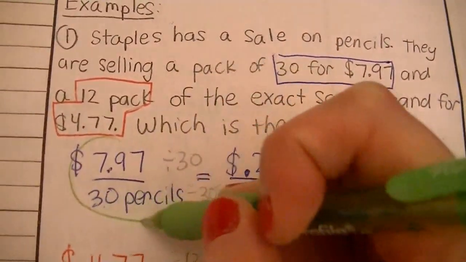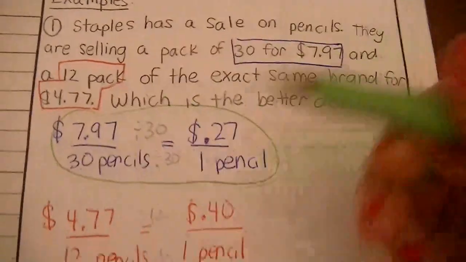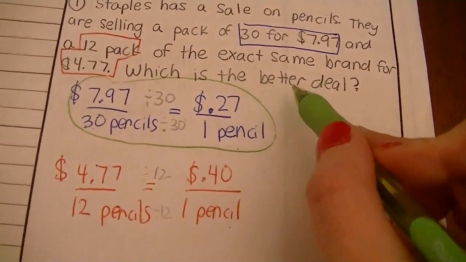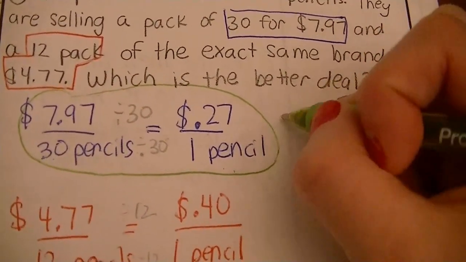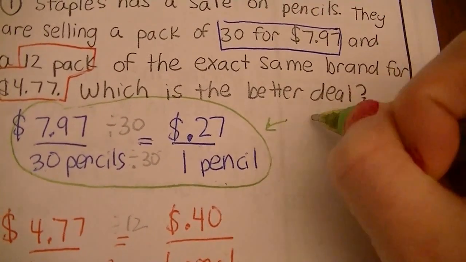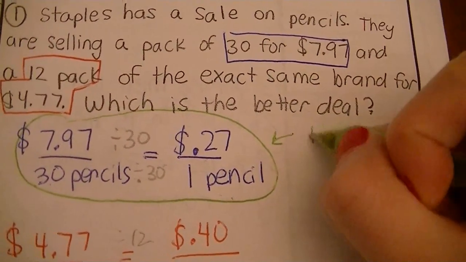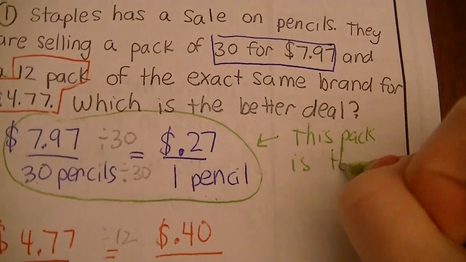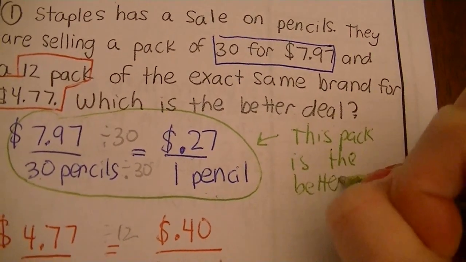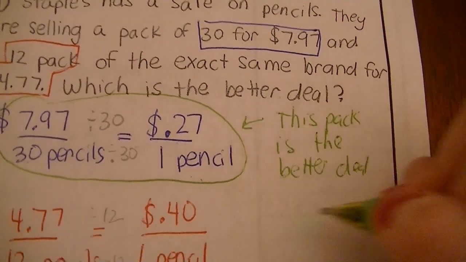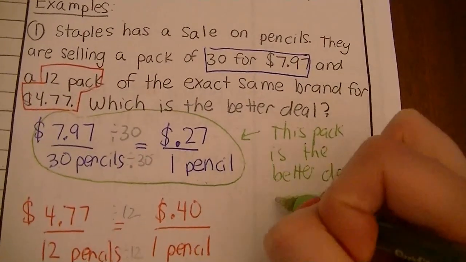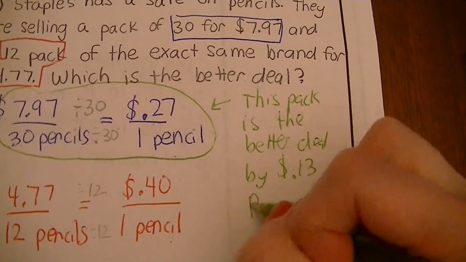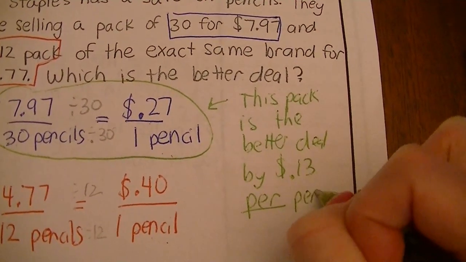So I'm just going to go ahead and circle it. But you can't just do that. You can't just stop there and be the end of the problem because you want to answer the statement, which is the better deal. So this one, that 30 pack, this pack is the better deal or a better buy. And you know how by how much? By 13 cents. Don't forget this part, per pencil.